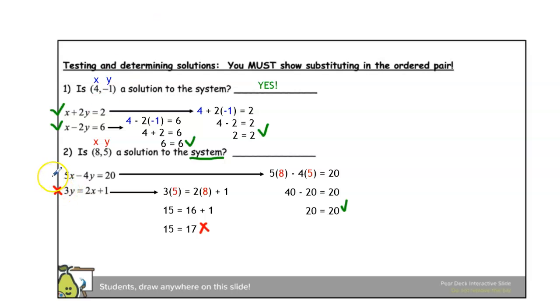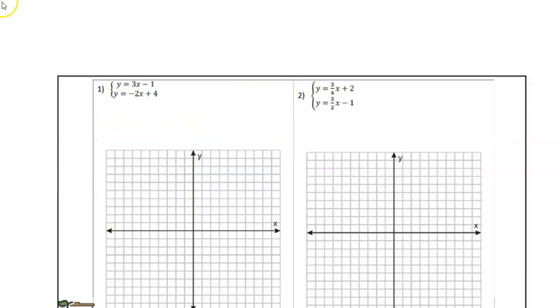What does that mean for us? Well, when it's a solution for one but not a solution for the other, we say it is not a solution to the entire system. So when you're up against a question like this, is blank, blank a solution to the system? You substitute in twice, you get 2 green checks and you're good to go, yes. If you get 1 or more red X's, you say no. All right, moving on.